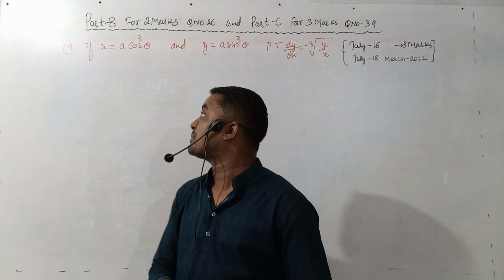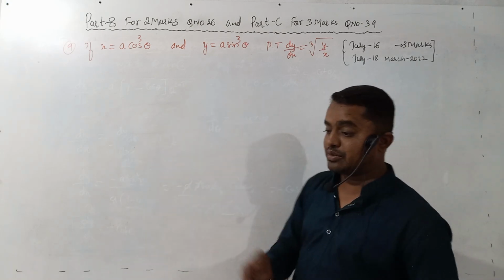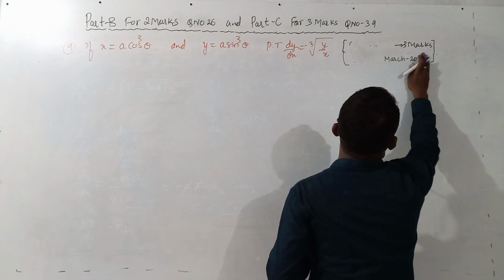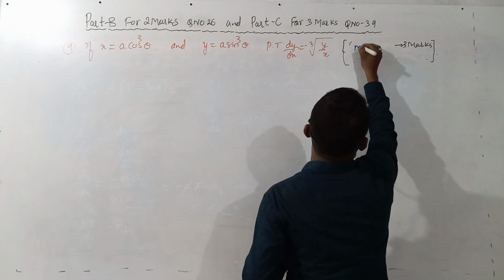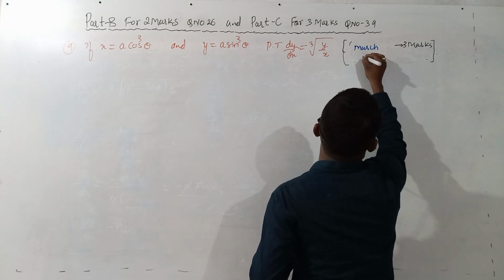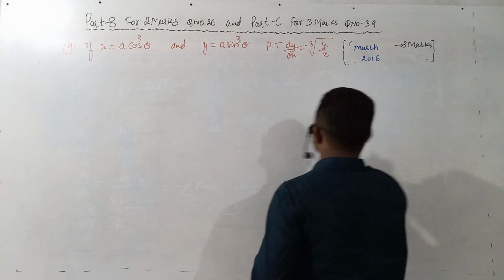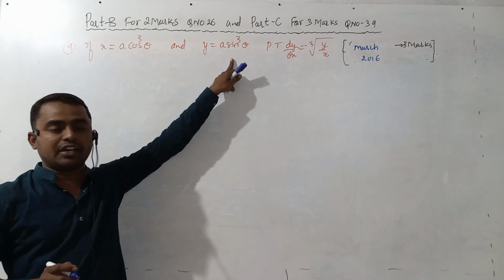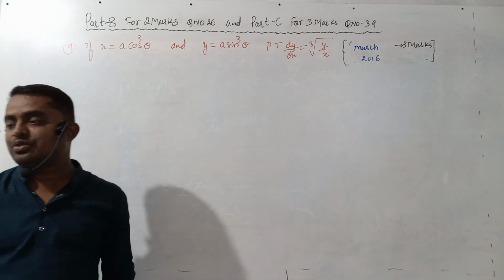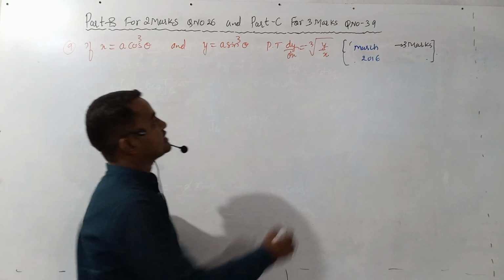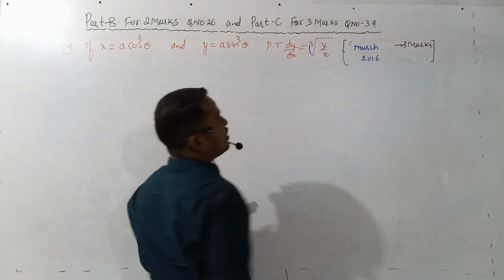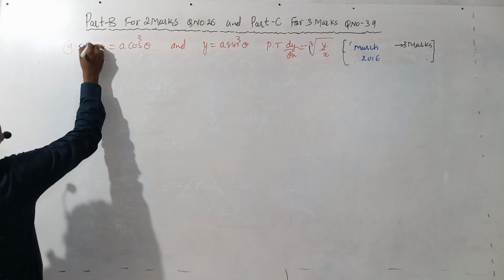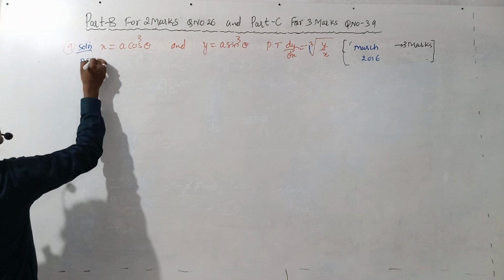So it is a very important problem. This question has been asked in March 2016 for 3 marks. If x is equal to a cos cube theta and y is equal to a sin cube theta, prove that dy by dx is equal to minus cube root of y by x. Now take this one as the solution, and differentiate this with respect to theta.